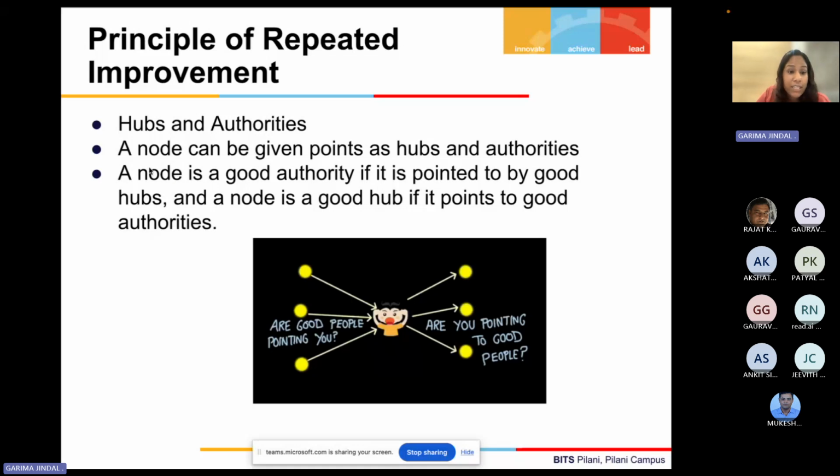Okay, let's read these points. A node can be quantified as hubs and authorities. A node is a good authority if it is pointed to by good hubs, and a node is a good hub if it is pointed to by good authorities. Okay, so don't worry about this confusion. Let's first discuss hubs and authorities, and clearly try to understand the difference between these two and how we quantify first hubs and then authorities.